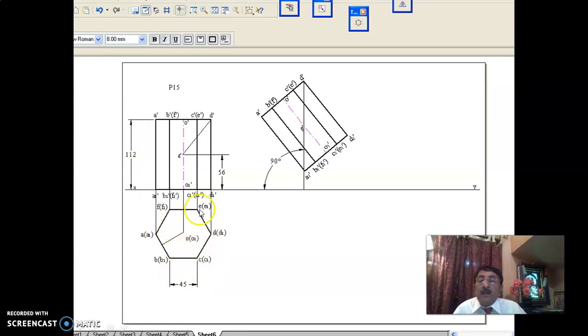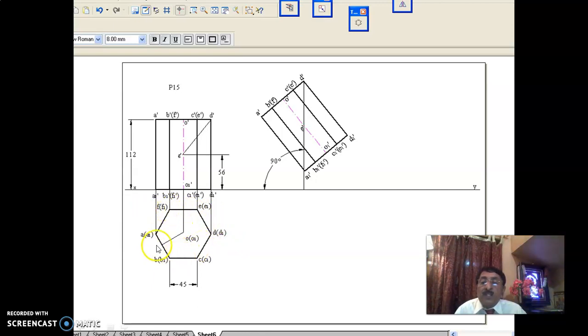Let us say, first you draw the hexagonal prism as usual. AA1, BB1, CC1, DD1, EE1 and FF1, you name it, of size 45. And since the dimension is a little big, you can take the scale 1:2. Now A, B, C, D, E, F is the top surface. A1, B1, C1, D1, E1, F1 is the bottom surface. AA1, BB1, CC1, DD1, EE1, FF1 are the vertical edges.